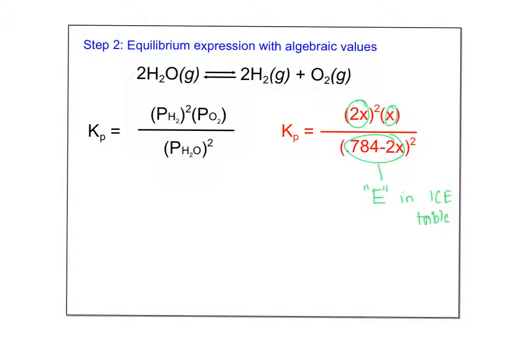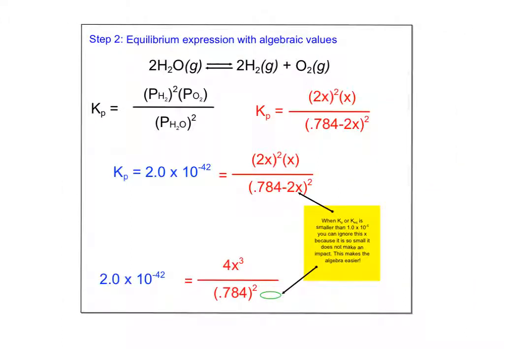Plugging those in, and eventually we will solve for x. Alright, so we have this K expression. In the problem, remember they told us what Kp was. So Kp was 2.0 times 10 to the negative 42nd, so I'm going to plug that in. So 2.0 times 10 to the negative 42nd equals (2x) squared times x divided by (0.784 minus 2x) squared.